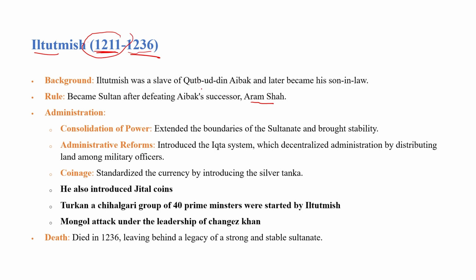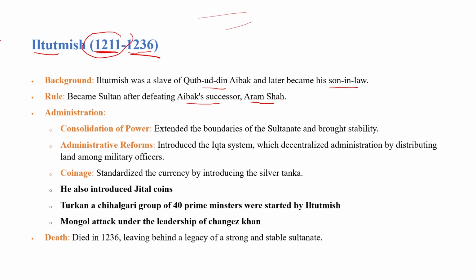Iltutmish was a slave of Qutbuddin Aibak. Slave means he was the minister of Qutbuddin Aibak when Qutbuddin Aibak was the ruler. Later, he became the son-in-law of Qutbuddin Aibak. He became Sultan after defeating Aibak's successor Aram Shah. As we all know, Aram Shah was not a very powerful ruler.